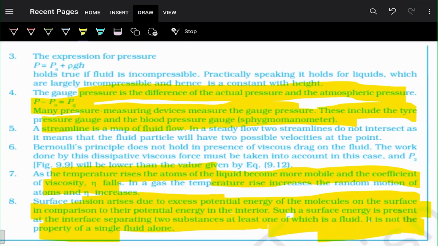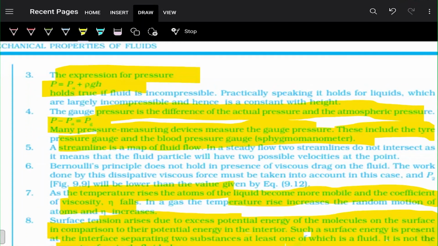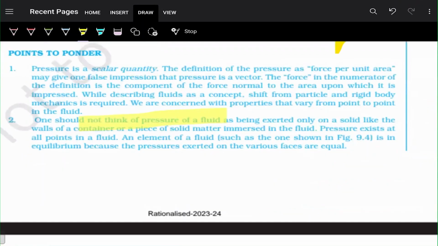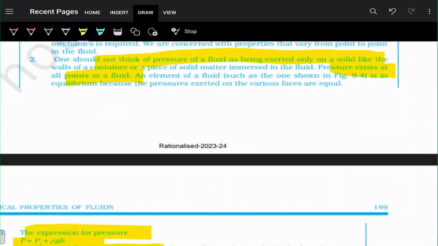See, the external pressure is P plus h rho g, which is true if the fluid is incompressible. Okay, it is valid only for an incompressible fluid. One shouldn't think of pressure of a fluid as being exerted only on a solid, like the walls of a container or a piece of solid matter immersed in the fluid. Pressure exists at all points in a fluid. At all points, pressure exists. And pressure is a scalar quantity. Never forget that pressure is a scalar quantity, even though force is a vector quantity.